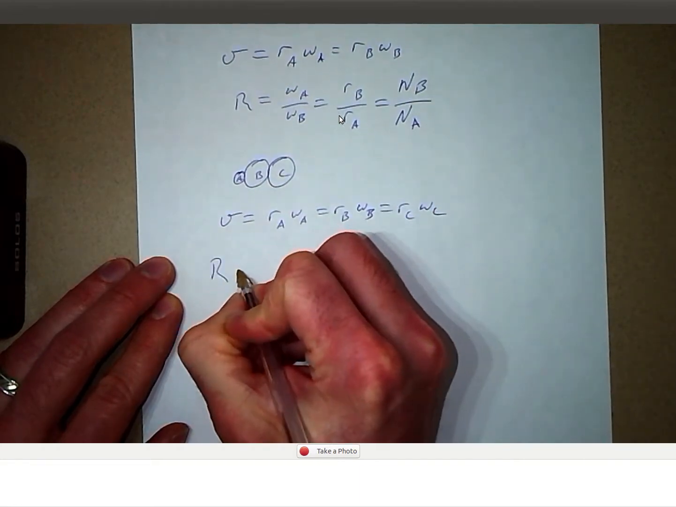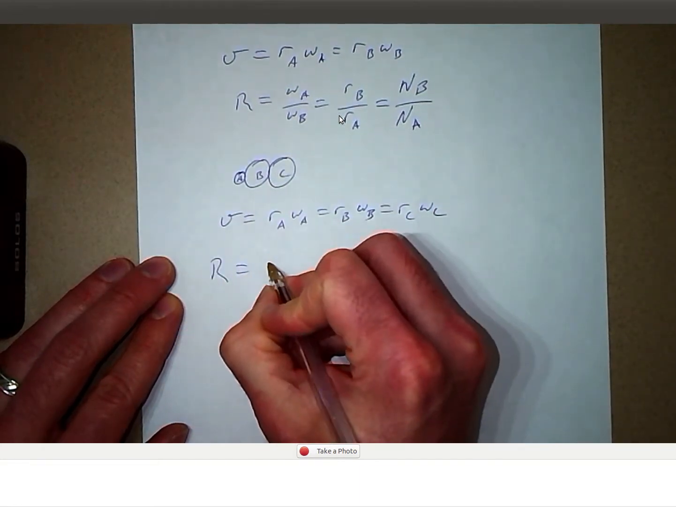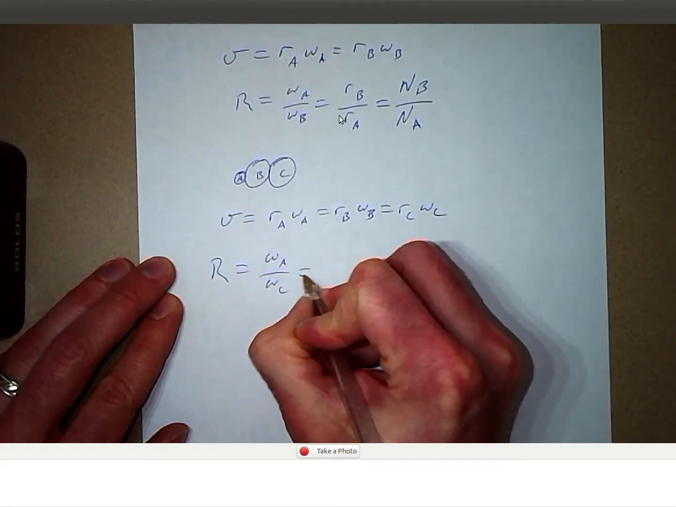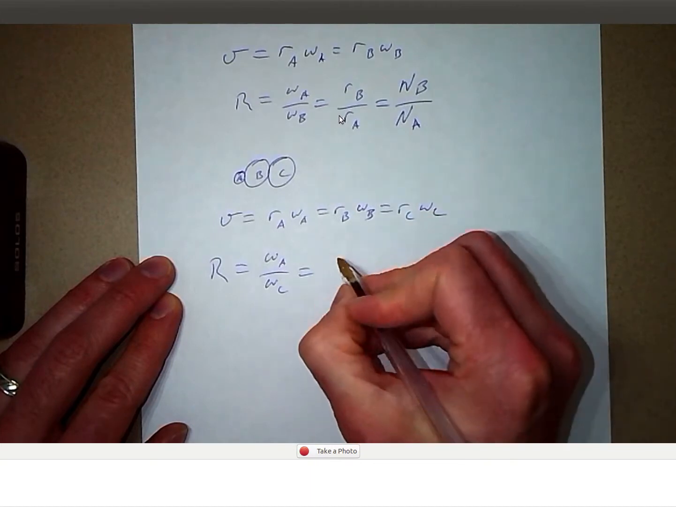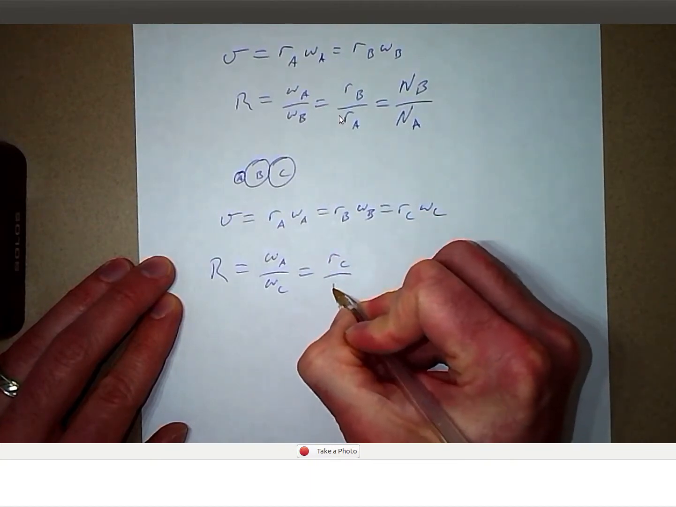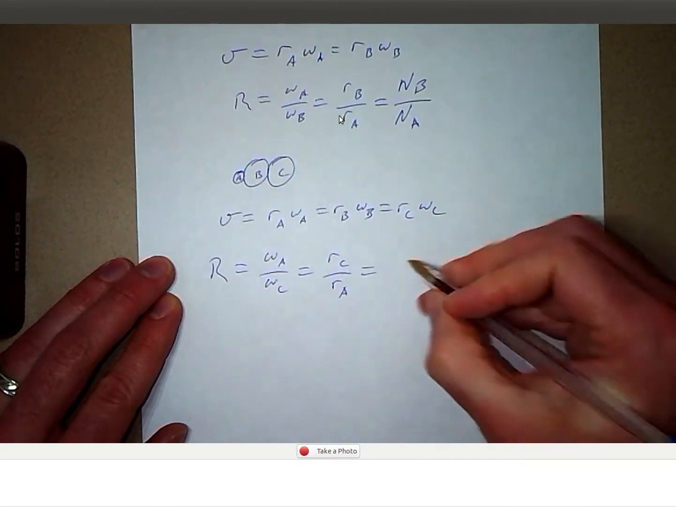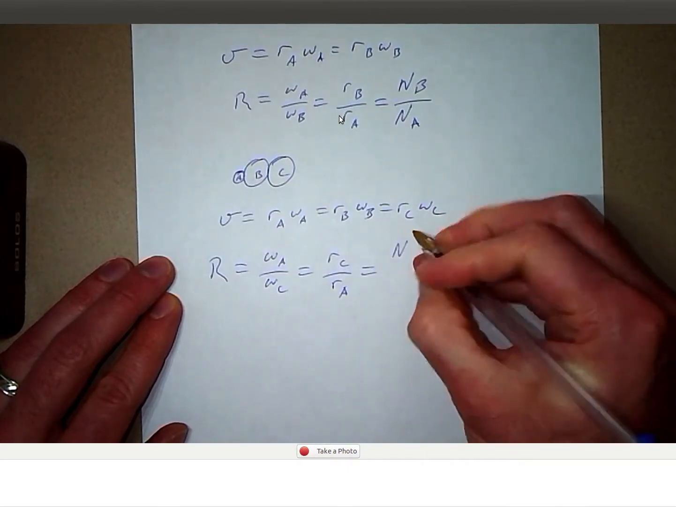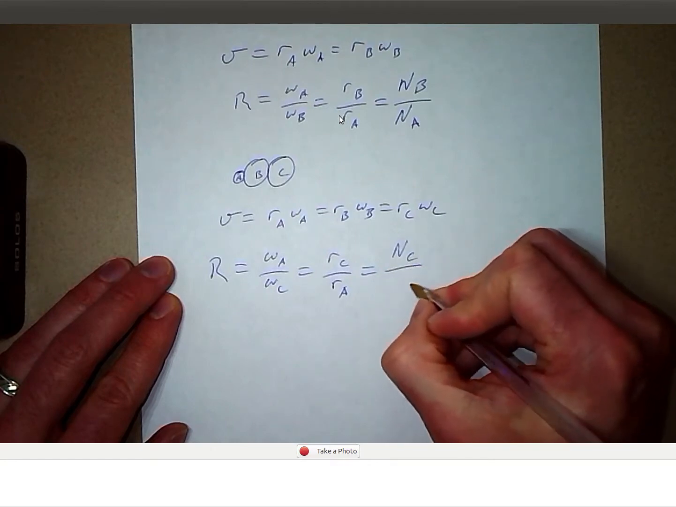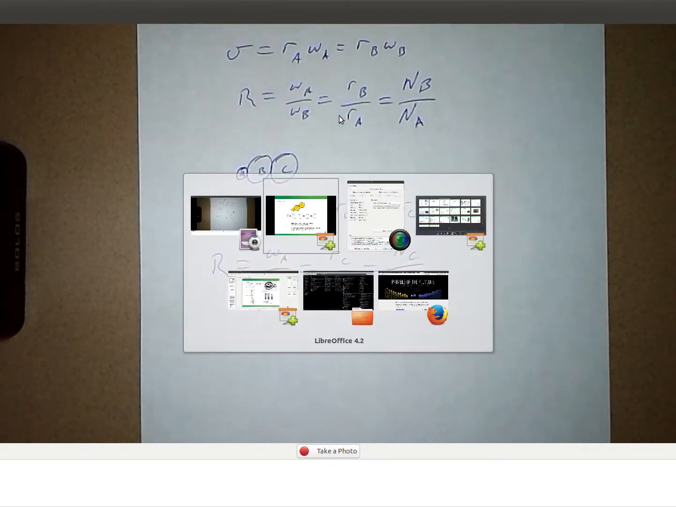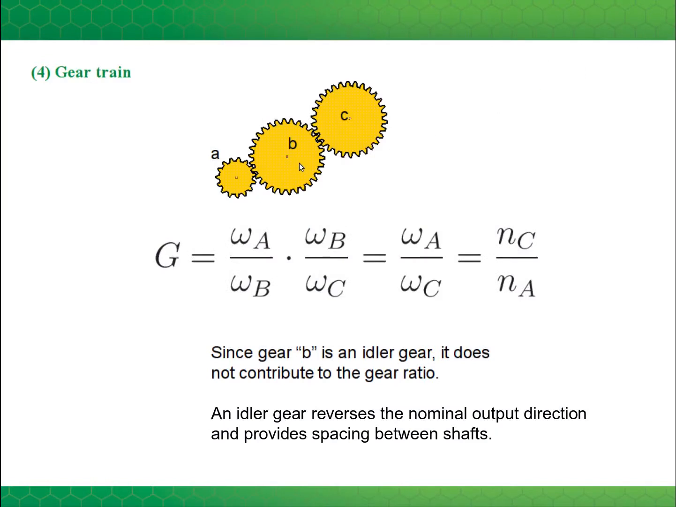So the gear ratio for this gear train, again, is defined as the input speed divided by the output speed. And that is just equal to RC over RA, the pitch radius of C over the pitch radius of A. And again, that's equivalent to the ratio of the number of teeth on C to the number of teeth on A. So the gear B is called an idler gear because it doesn't have any effect on the gear ratio.